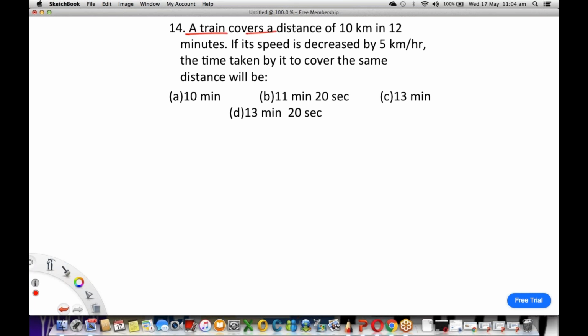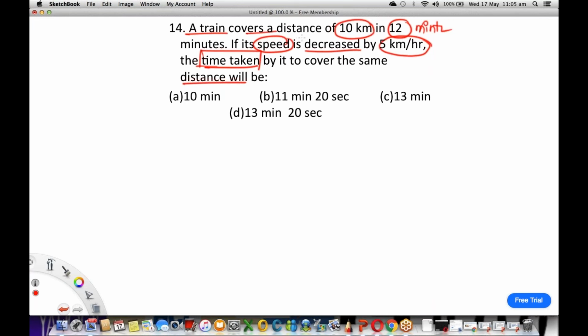A train covers a distance of 10 kilometers by taking 12 minutes of time. The speed is decreased by 5 kilometer per hour. If the speed is decreased by 5 kilometer per hour, then the time taken to travel the same distance is the question. So time taken I have to calculate.